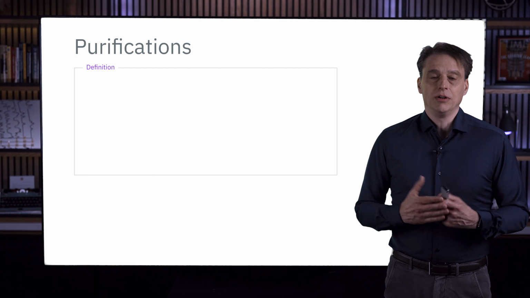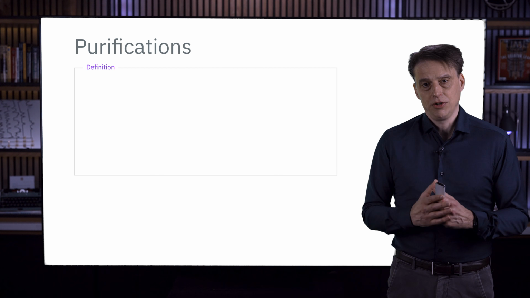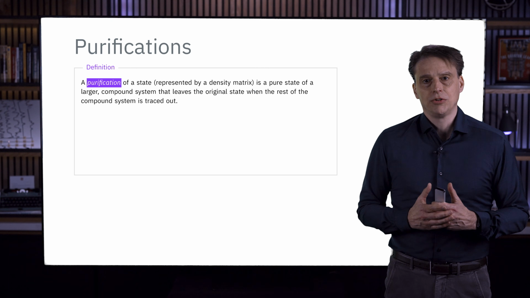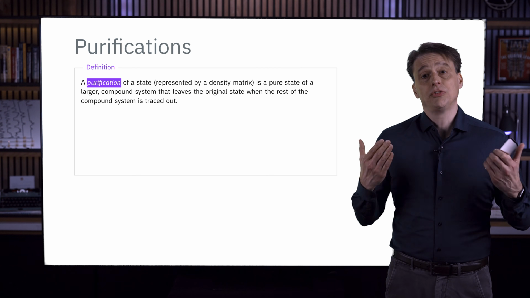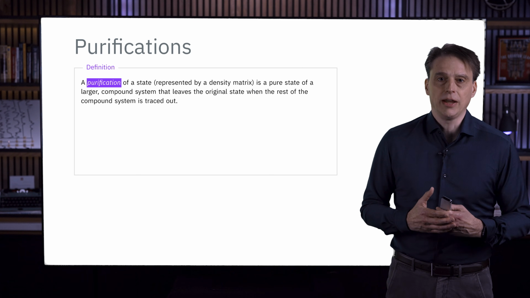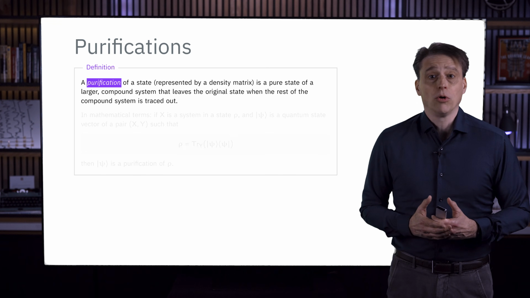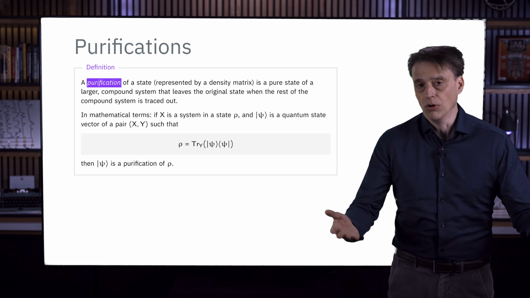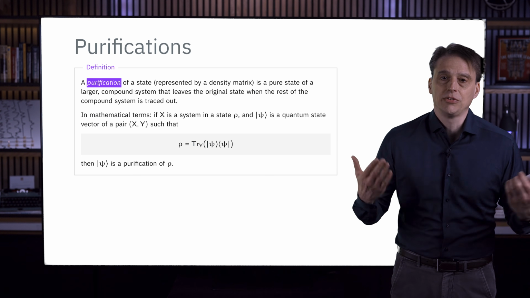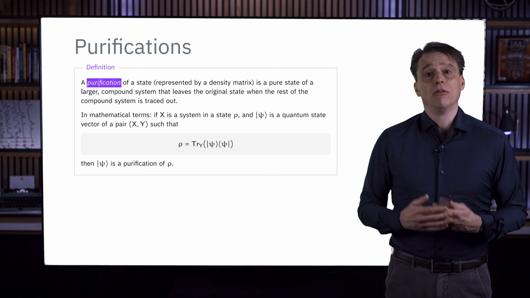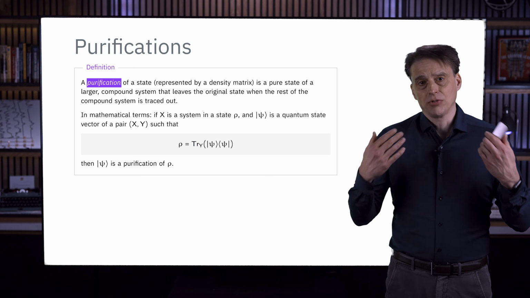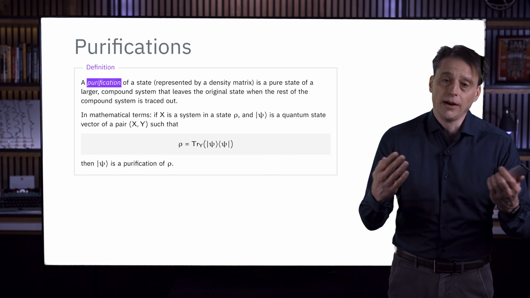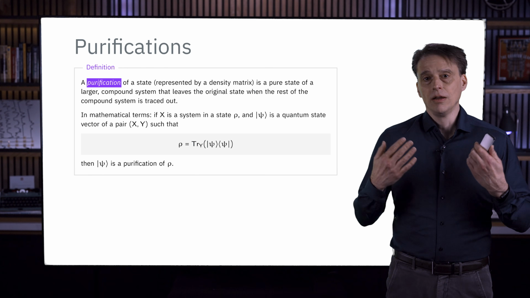Let's start with the definition of a purification. A purification of a state, which we assume is represented by a density matrix, is a pure state of a larger compound system that leaves the original state that we started with when the rest of the compound system is traced out. We can express this more precisely in mathematical terms as follows. If we have a system X that's in some state ρ, meaning that ρ is a density matrix representing a state of X, and ψ is a quantum state vector of a pair of systems X, Y, such that tracing out Y from the pure state |ψ⟩⟨ψ| leaves us with ρ, then we say that ψ is a purification of ρ.